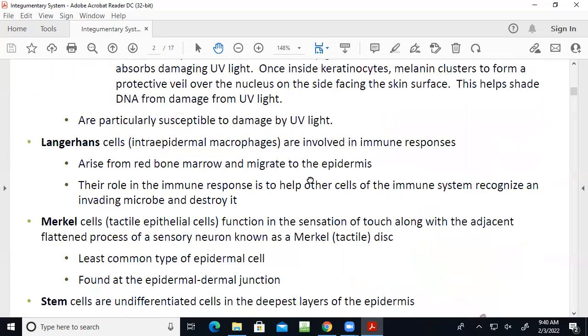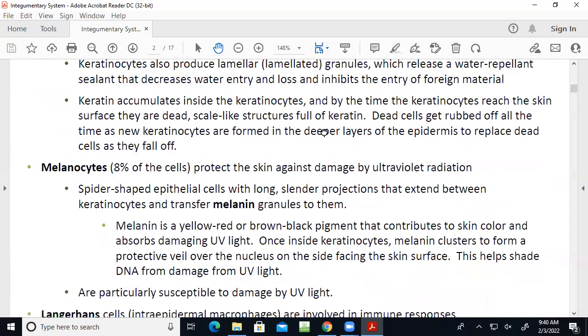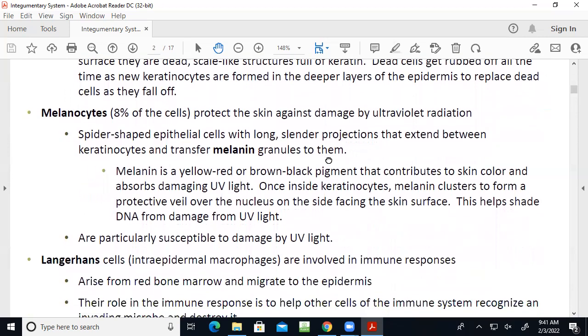And by the time those cells reach that point where they're on the outside of our body, they're just dead scale-like structures full of keratin. So the cells that we're sloughing off all the time are just dead cells. It's kind of gross, but they say a lot of the dust that collects in your house and your place of living is dead skin cells. So we're constantly doing that, and that's just fine because we're constantly replacing them with new living keratinocytes.